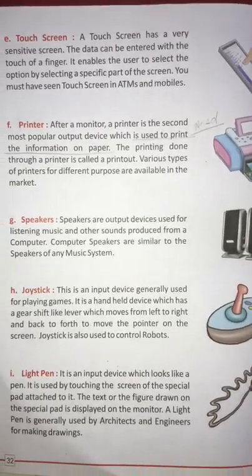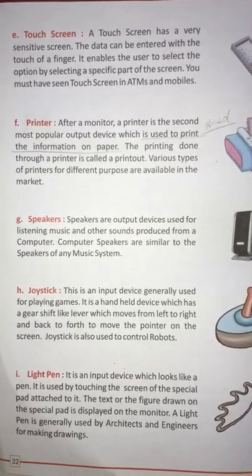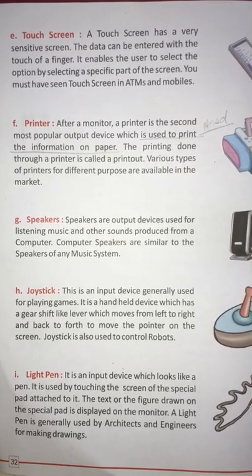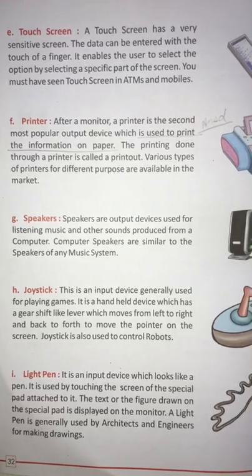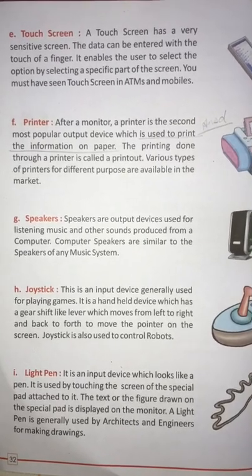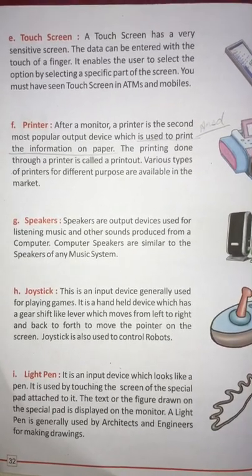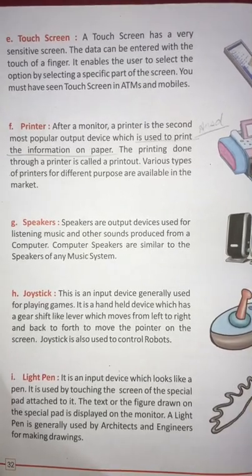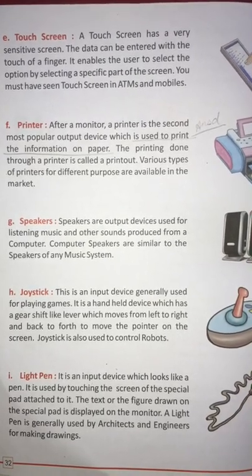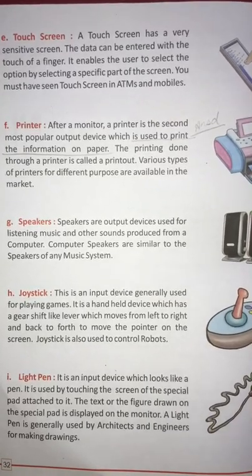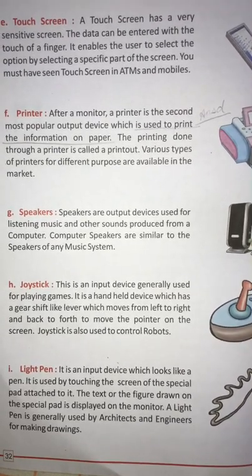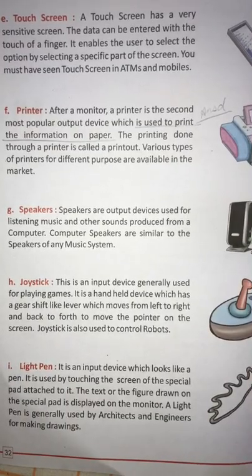Next is the light pen. It is an input device that actually looks like a pen. It is used by touching the screen or a special pad attached to it. The text or the figure drawn on the special pad is displayed on the monitor. A light pen is generally used by architects and engineers for making drawings.